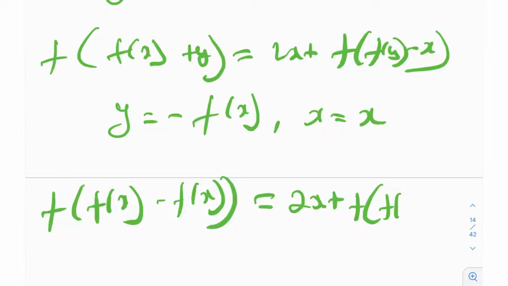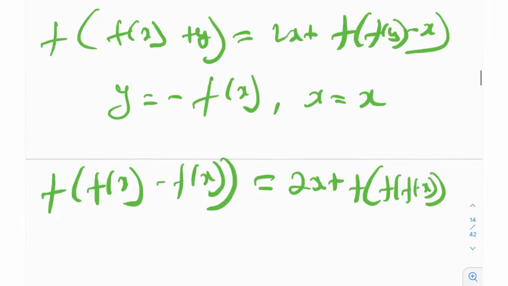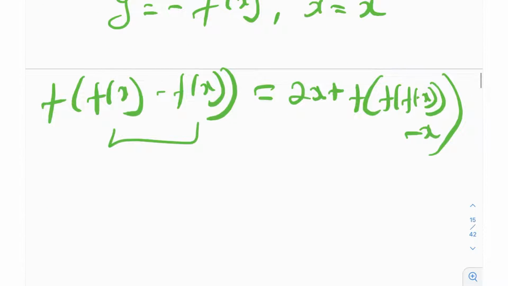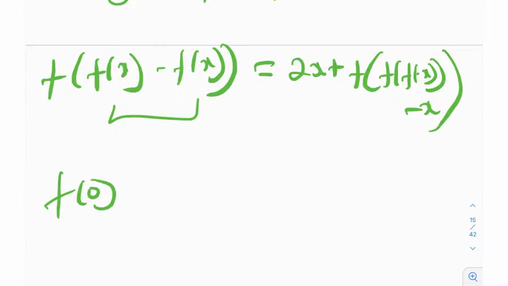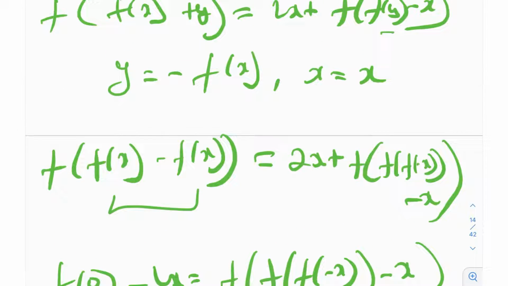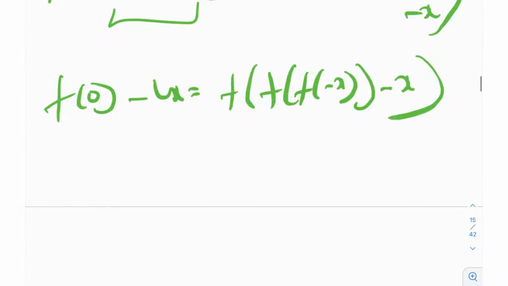So it will be f of minus x, right? Minus x. Something like this, right? And on here we'll get obviously 0. So f of 0 minus 2x is equal to f of minus x minus x, right? Because essentially we replace this y with negative f of x.